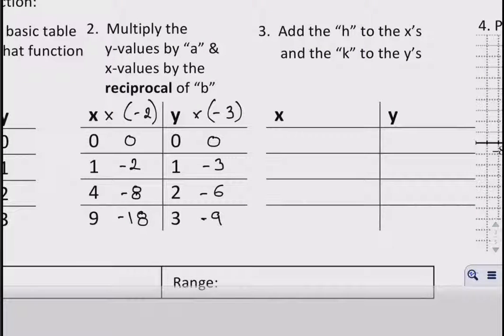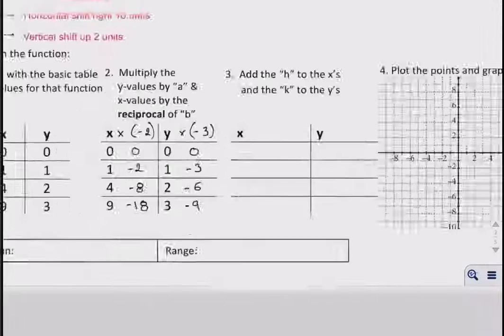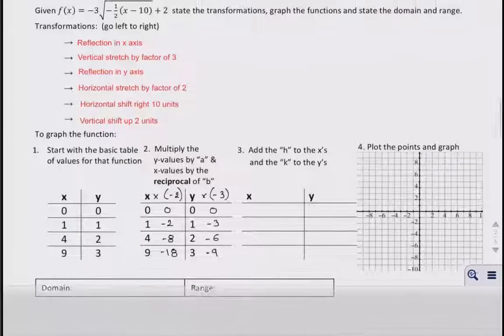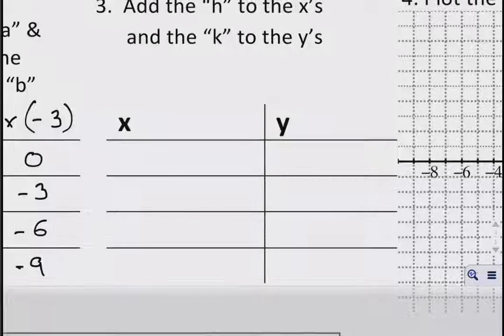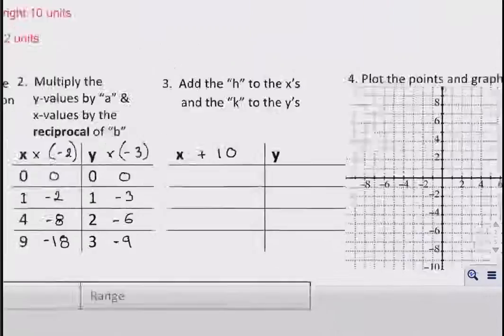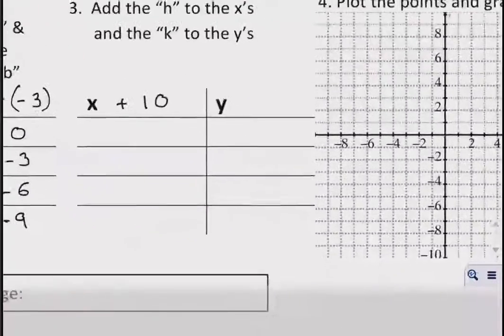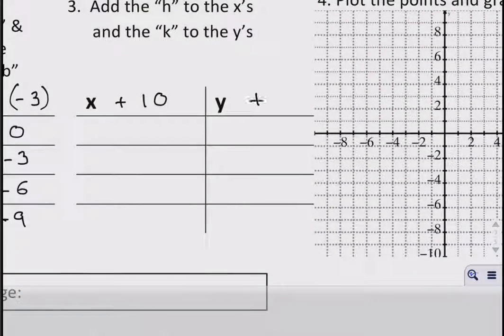Third step, which we've looked at before, is just adding the h to the x's and the k to the y's. So in this case, my x values, what do I have? -10, so that means I add 10. So it'll be plus 10 here. And for the y's, just looking at the equation, I add 2.